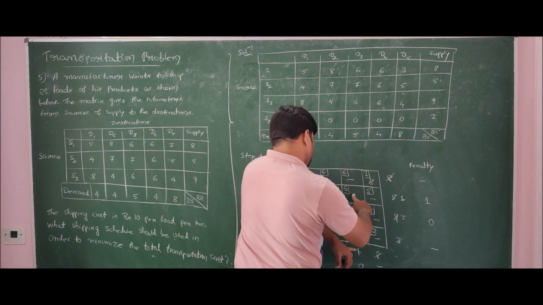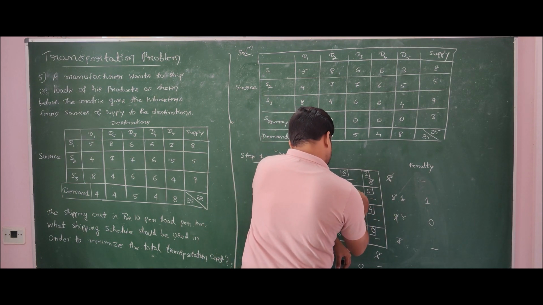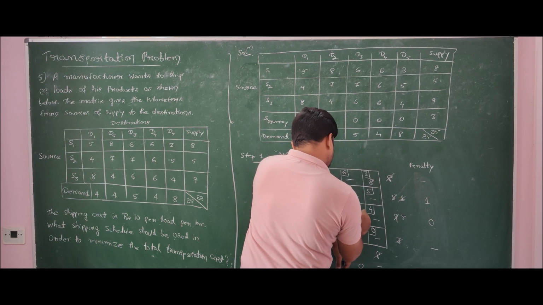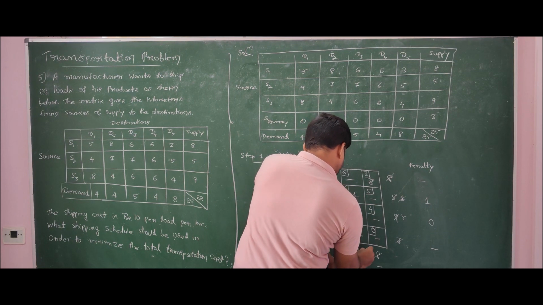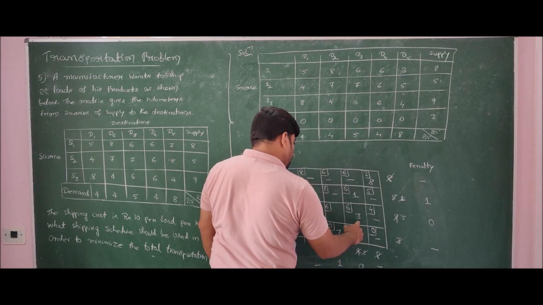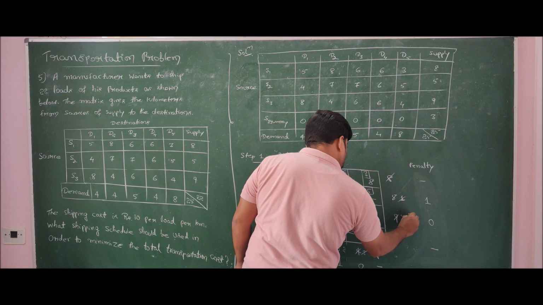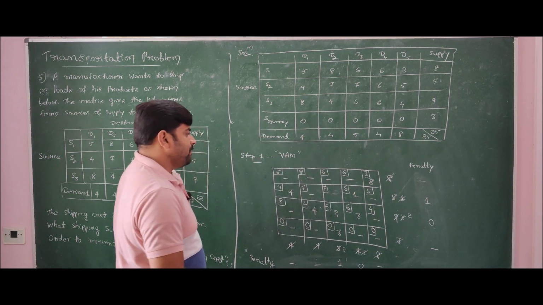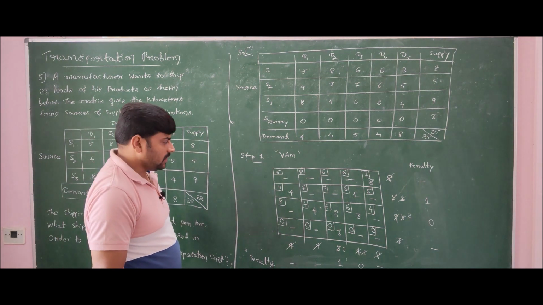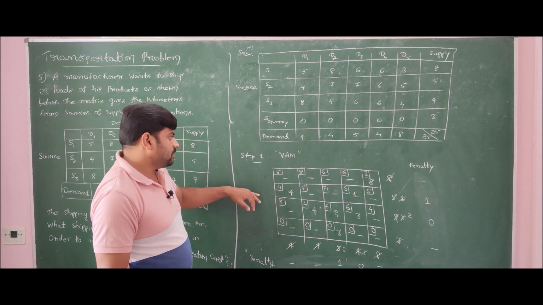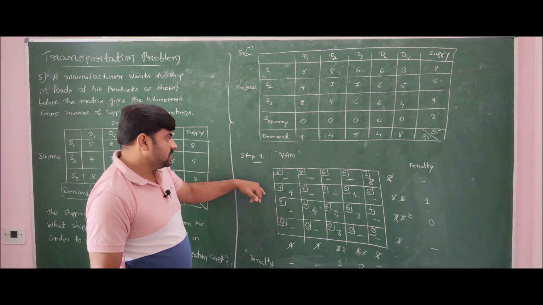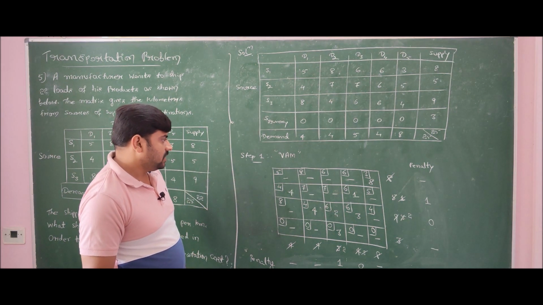For this cell the allocation is between 4 and 1, that is 1. So this is done, I cannot allocate here. The remaining is 3, I will allocate here. Done. So if I allocate 3, I am left with 2. So here also 2, I will allocate here. That completes the allocation. Right. So from Vogel's approximation method, we have got the initial basic feasible solution.